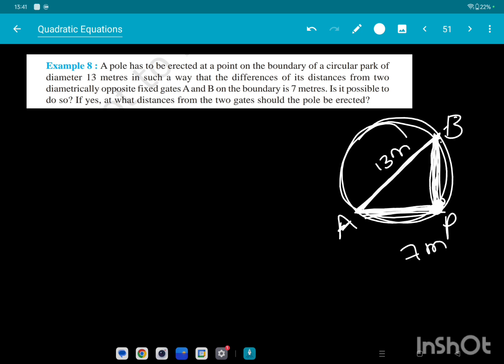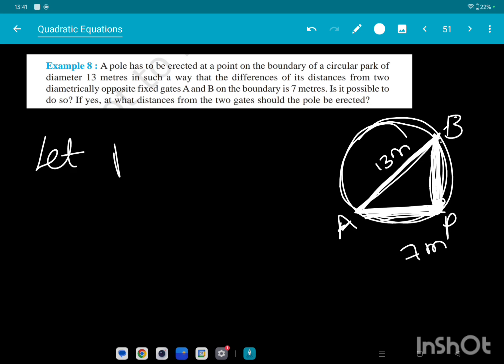I will tell you in a simple way. Here there is a pole and one diameter, and the diameter distance is 13 meters, and the two gates are in opposite directions. Like for example, at this end of the diameter there is gate A and at the other end there is gate B, and the difference between the distance from gate A to the pole and from gate B to the pole is 7 meters. So I will write it here clearly. First we need to find the distances from the two gates to where the pole should be erected. So we need to find these two distances. Okay, how can we find them?